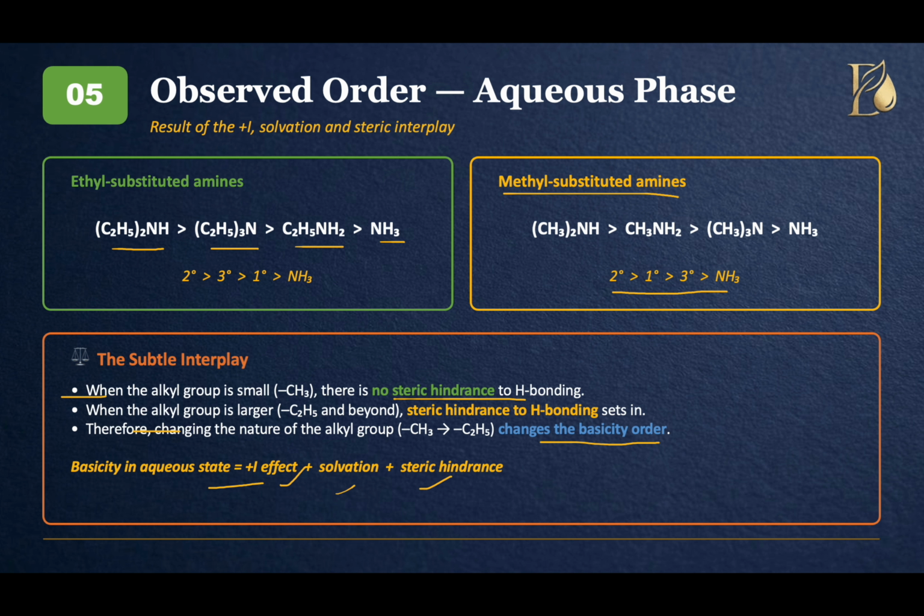In the next session, we will discuss the comparison between aryl amines, ammonia and aliphatic amines, and we will understand why aromatic amines like aniline are less basic, along with the role of resonance and substituent effects in determining their basicity.